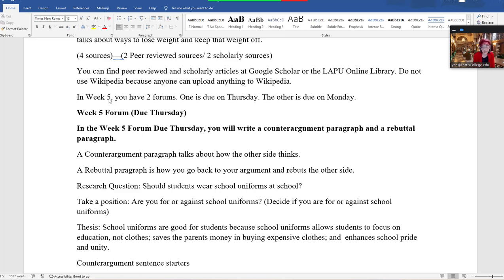the position. So if you have questions about the week 5 essay, week 5 forum, because it's really important you learn how to do, because that's pivotal. It's really important that you learn how to do a counter argument and rebuttal paragraph, because that's essential for learning how to write your argumentative essay.